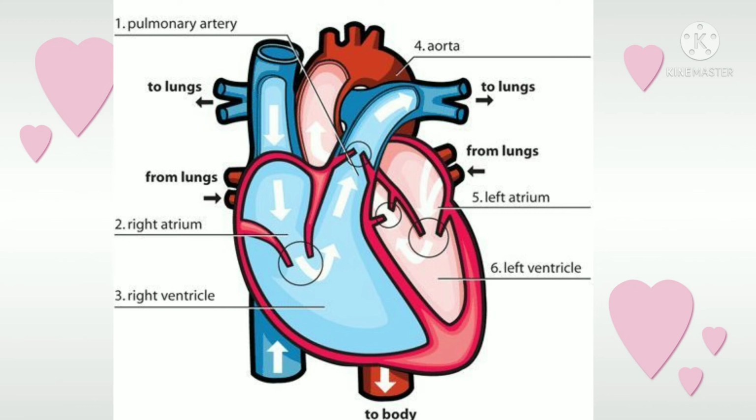Left side of the heart operating at the same time as the right side of the heart. The pulmonary vein empties oxygen-rich blood from the lungs into the left atrium of the heart. As the atrium contracts, blood flows from the left atrium into the left ventricle through the open mitral valve.